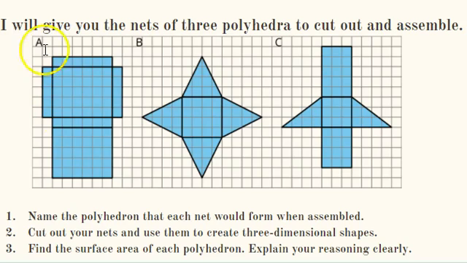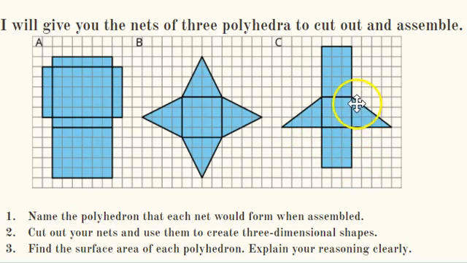Yeah, we have a rectangular prism, right? We've got 2 giant rectangles, and then we have 4 smaller rectangles that connect those larger rectangles together. B is a square pyramid. We've got a square base and triangular sides that would fold up to make that pyramid.